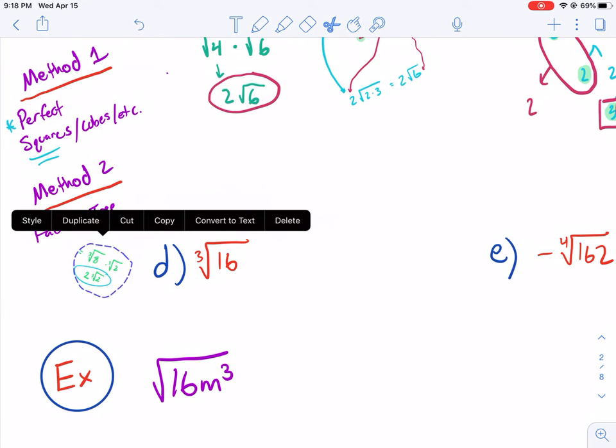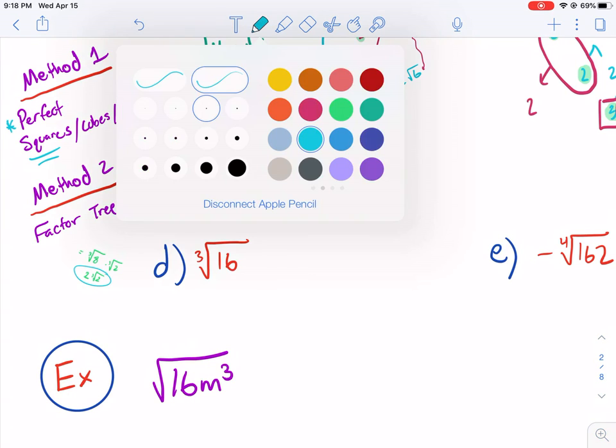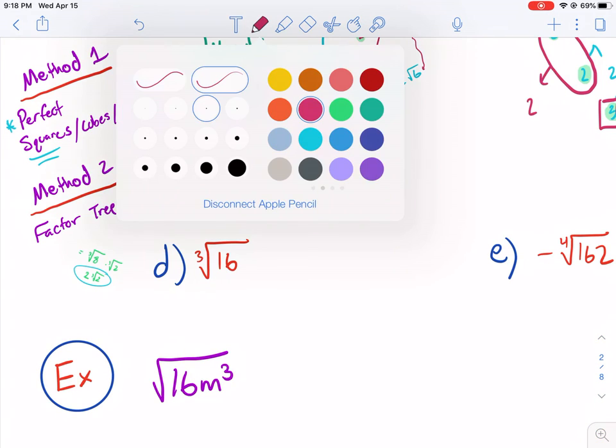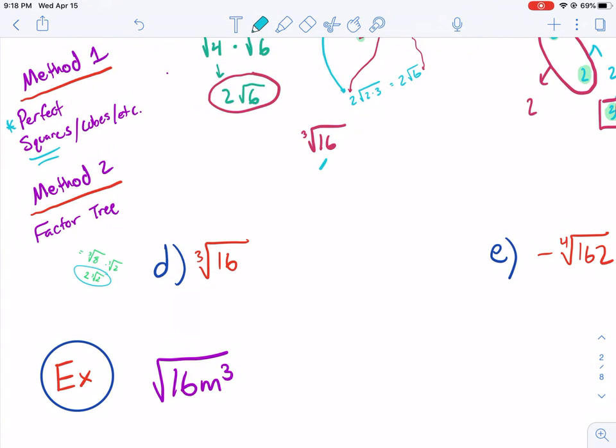Move it to the side. Okay, and I'm going to need to write this up here again. So cube root of 16. Again, we need to break it down into its prime factors just like we did before. Okay, so 2, 8, 2, 4, 2, 2.